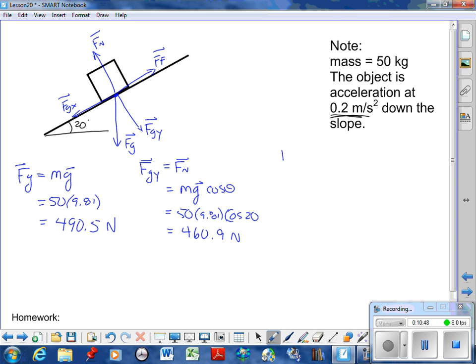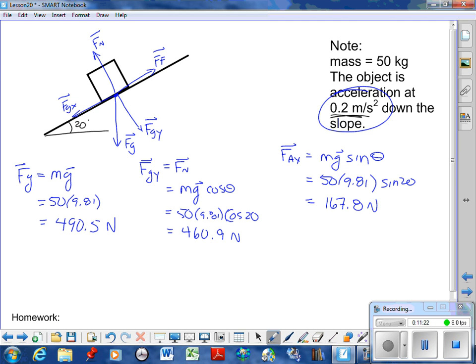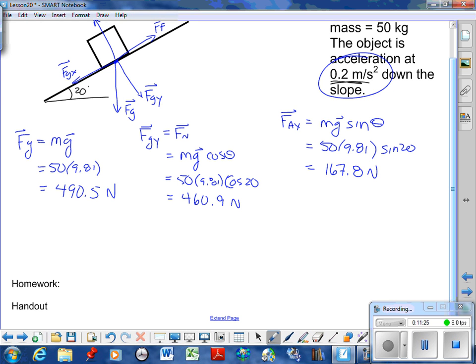And then the Fgx is going to equal, and it's not equal to force due to friction this time because of this acceleration. All right. So please don't always assume it's equal. So 50, 9.81 sine theta, so sine 20 equals, so 50 times 9.81 times 20 sine. So I get 167.8 newtons.